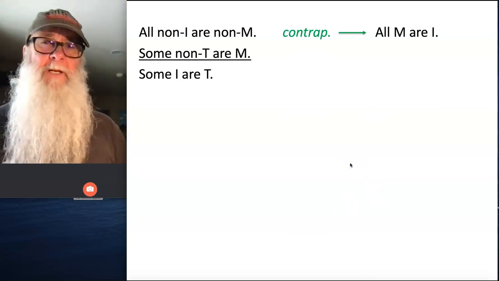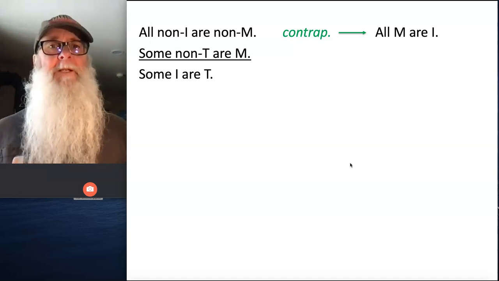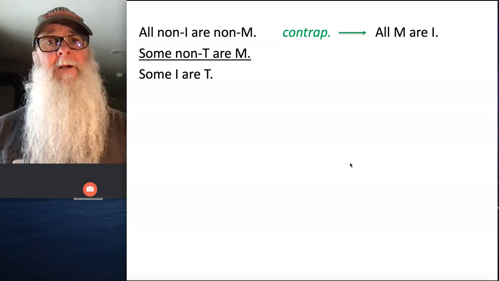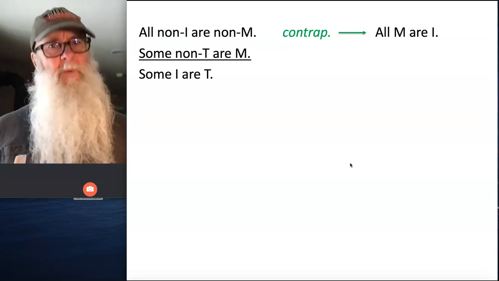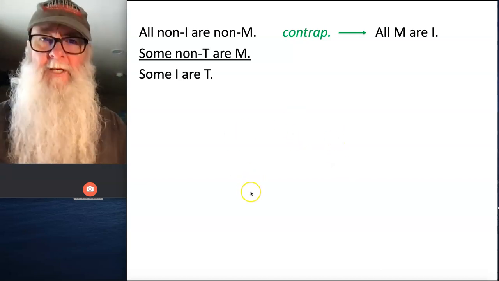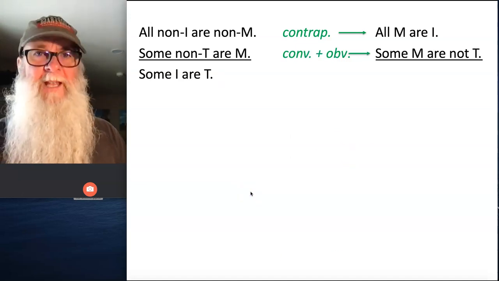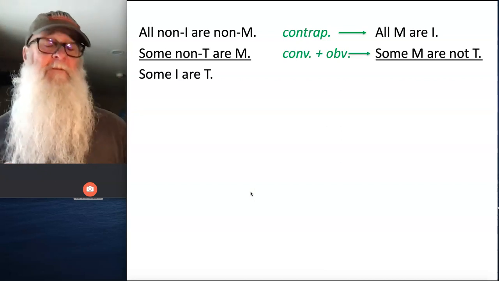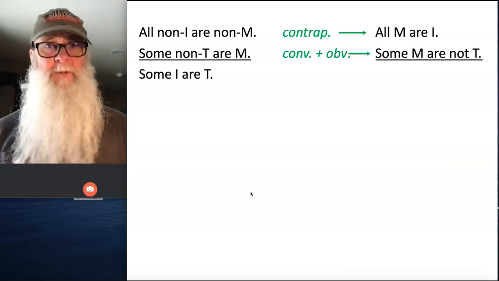So for this first premise, we're going to contrapose it, right? We're going to switch the positions of the subject and predicate terms and replace them both with their term complements. And when we do that, we're going to change all non-I are non-M to all M are I. And with that one operation, we just eliminated 2 of our nons. So then we move on to the second premise, and this one's going to be trickier, because we're going to have to convert this premise and then obvert it. We can't obvert it and then convert it because we wouldn't fix the problem and we'd be breaking the rule of conversion by trying to convert an O claim, which we're not allowed to do.